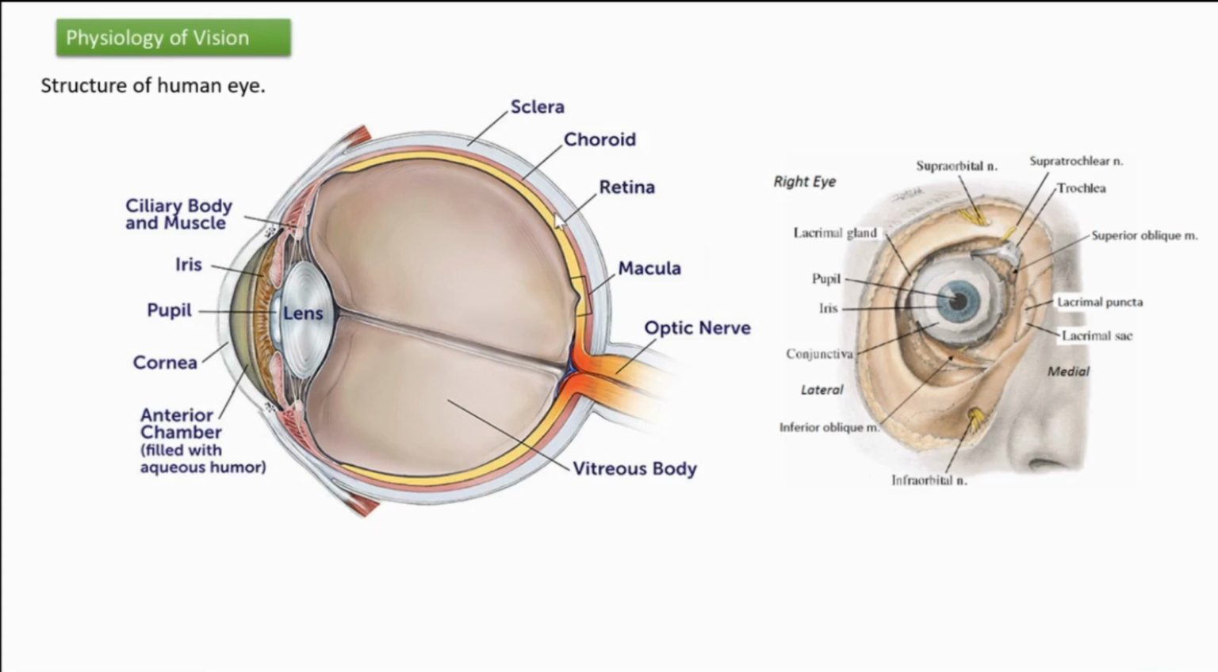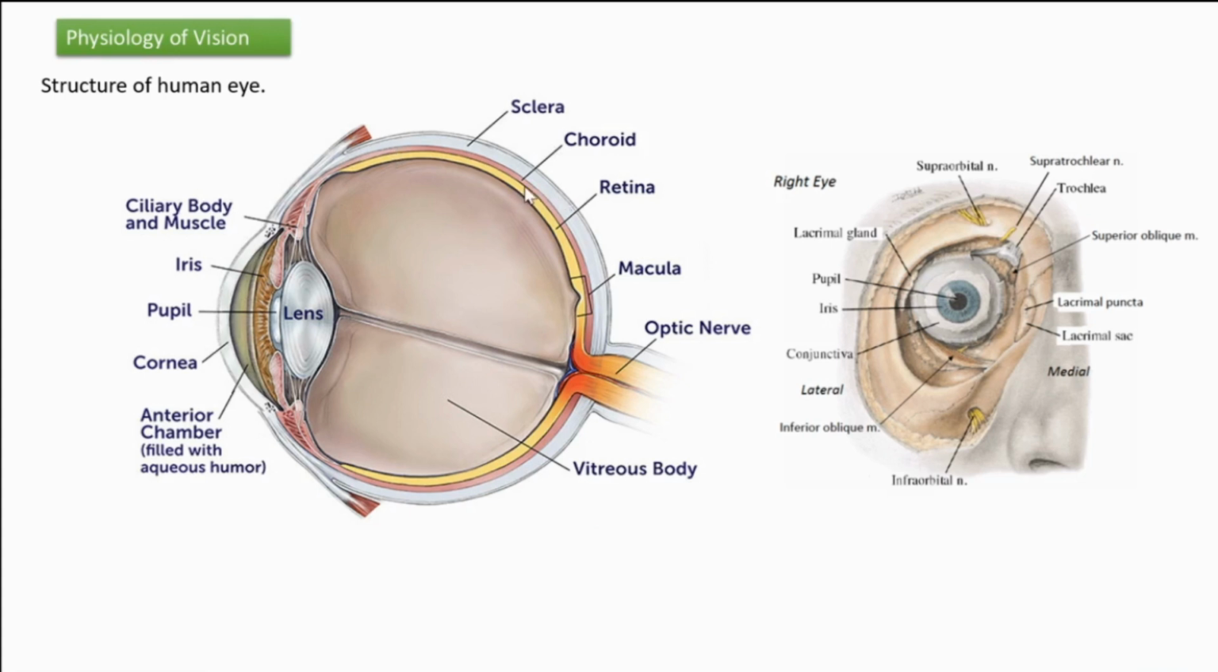Next, this red colored layer. Its name is choroid. What's the peculiarity of choroid? It is a pigmented layer and is highly vascular. Vascular means it is richly supplied with blood capillaries. This choroid is a blood capillary rich layer. And since it is highly vascular, it is the layer responsible for giving nourishment to the eye, because many blood capillaries are present in this layer.